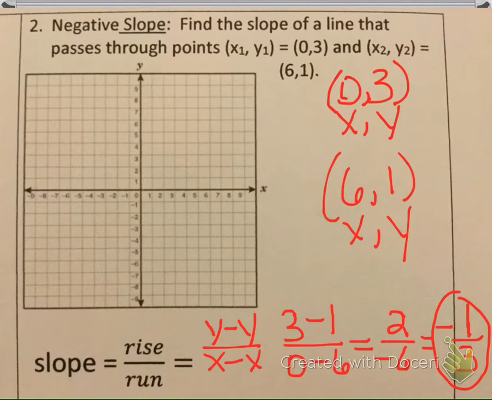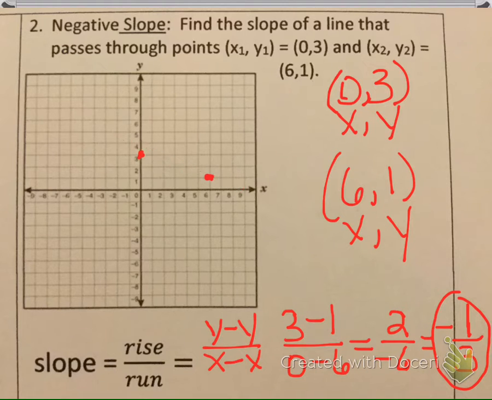Okay, notice I have a negative slope. Now watch what happens when I graph that. My first point is 0, 3, so that's right here. And then I have a positive 6, 1. Okay, that's there. And if you notice, when I graph that, that's not a very good line for my points. If you are doing this on your paper, a ruler really helps.